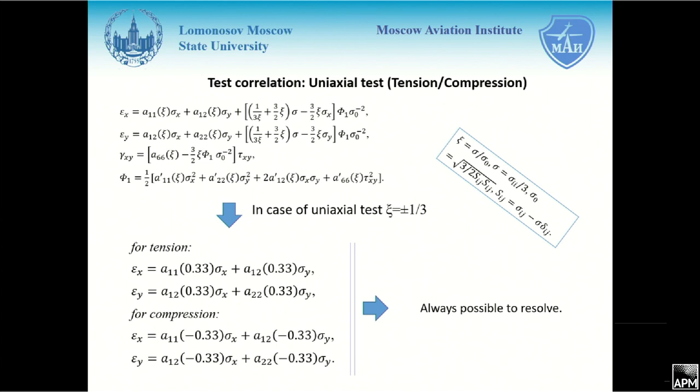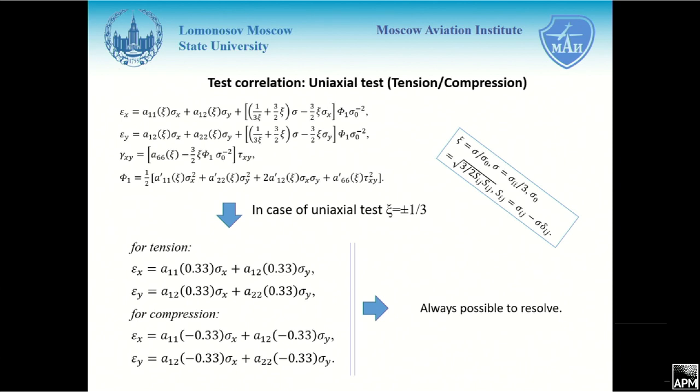And analyzing these constitutive relations, we suddenly discover a lucky fact, that this complex expression in square brackets reduces to zero when the parameter xi is equal to plus 1/3 or minus 1/3, or in the cases of uniaxial tension and uniaxial compression. And this simplifies the determination of the values of these anisotropic functions very much.